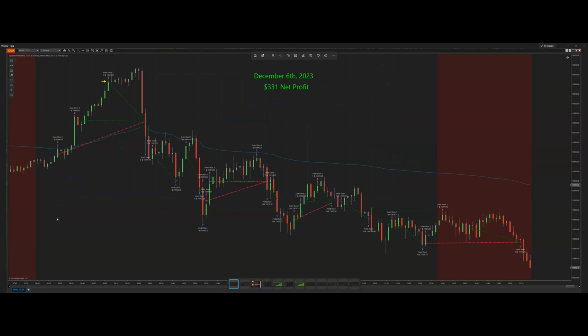Hello guys and welcome. This is going to be a short introduction to the Daily Fib Trader. Here you can see I have an MNQ chart loaded up on December 6th. It did $331 in net profit that day with the Daily Fib Trader running.